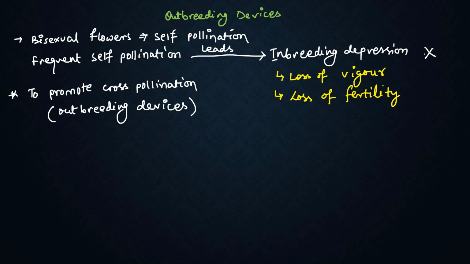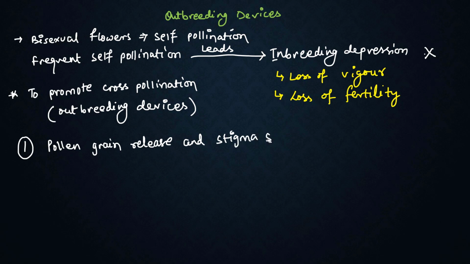So what are these different mechanisms that we refer to as outbreeding devices, which help in promoting cross-pollination in plants? Now let us talk about the first mechanism. In the first mechanism, the pollen release or maturation and the stigma receptivity are not synchronized. Okay, now why is it important?